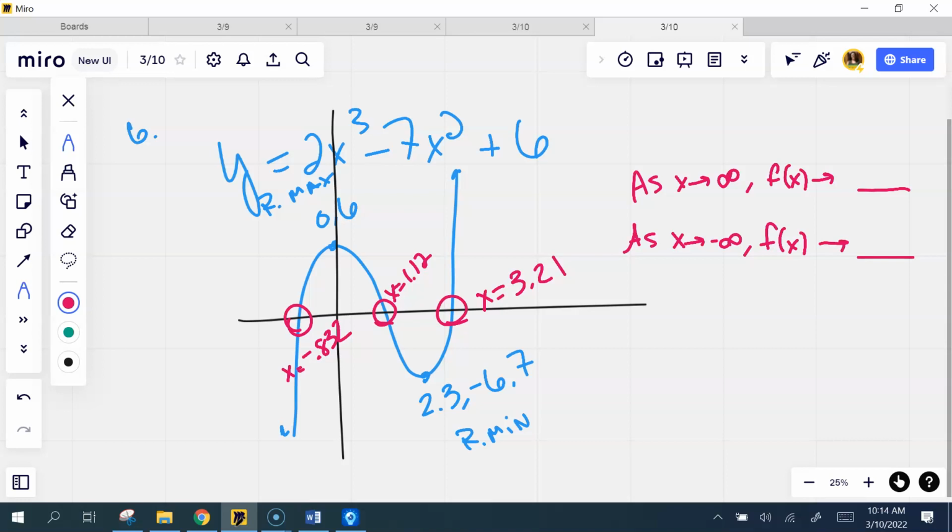This says on the right side, is it going up or down? Up, so it's positive infinity. On the left side, is it going up or down? So that's negative.